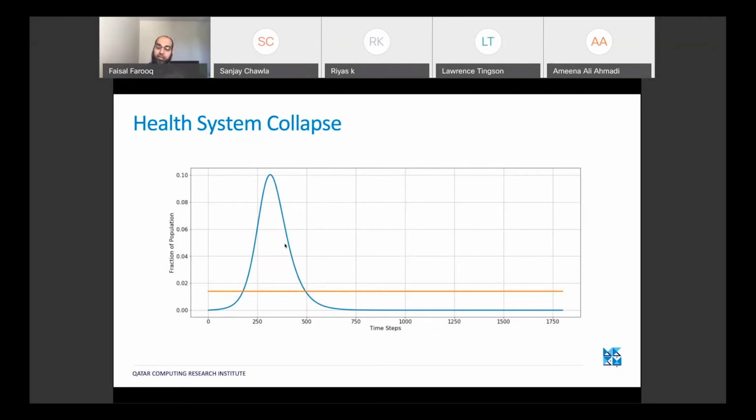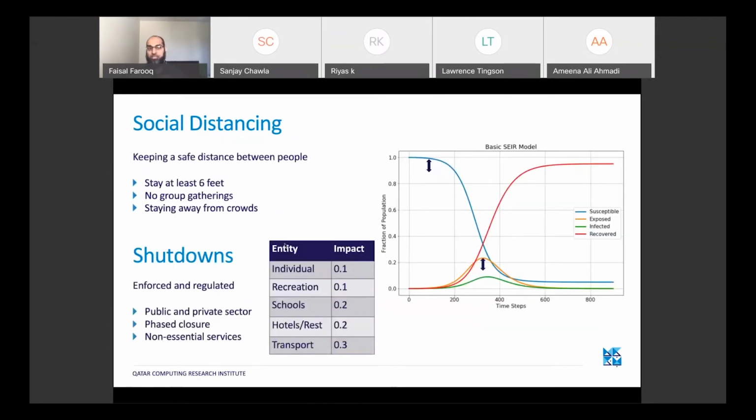So in order to prevent this, we have been hearing terms like social distancing, which is more on an individual level, and then we have shutdowns that are government enforced and regulated. And the idea really is that we reduce the number of people that are exposed and susceptible at any given point of time, thereby reducing the infected curve. Now, social distancing or these shutdowns, it's not one size fits all, right? It's not just shut down everything and that's it.